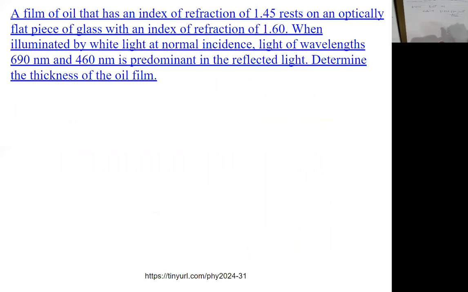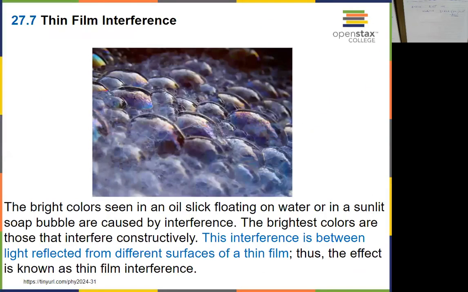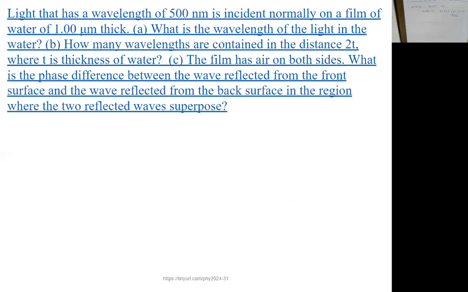It says a film of oil that has an index of refraction of 1.45 rests on an optically flat piece of glass with an index of refraction of 1.60. When illuminated by white light at normal incidence, the light of wavelength is 690. I think I went too far. Yes, this one we want to take a look at. Sorry, for some reason, when I hit next, it went to the last page of the slides. Okay, so this is the one we'll actually be looking at right now.